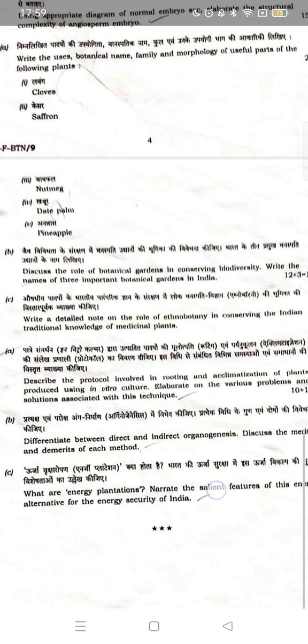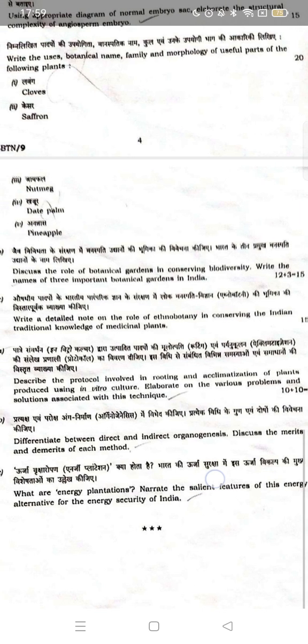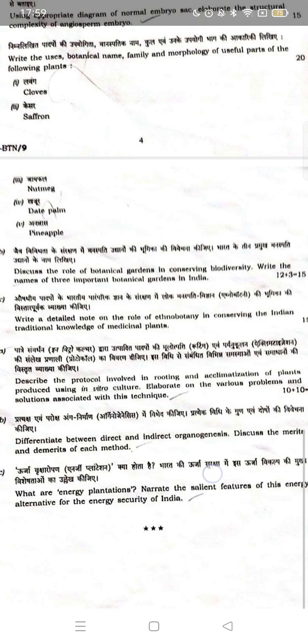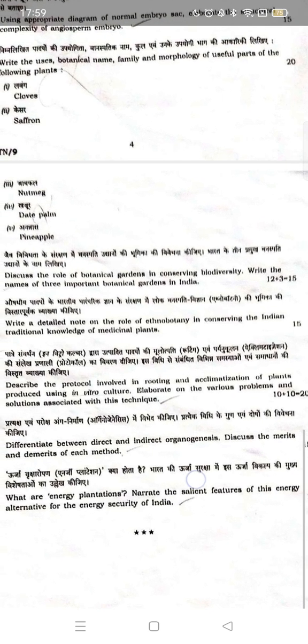Describe the protocol involved in rooting and acclimatization of plants produced using in vitro culture. Elaborate on the various problems and solutions associated with this technique. Again, this is 10 plus 10, 20 marks.